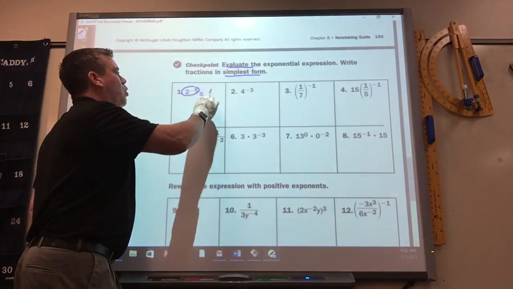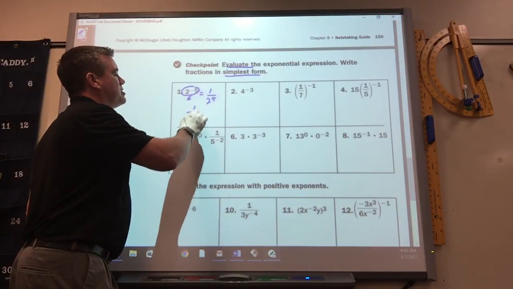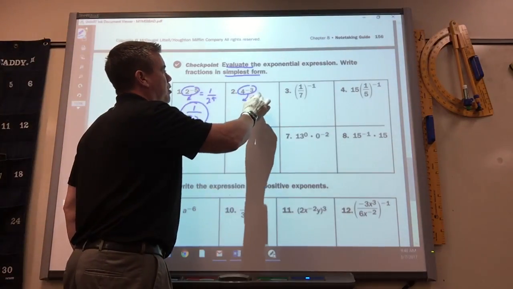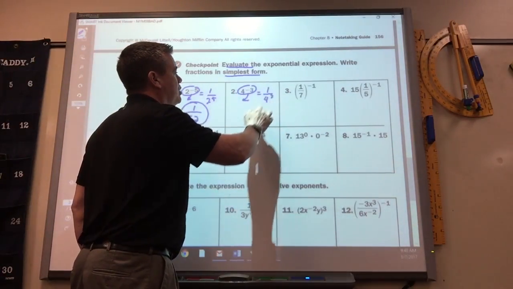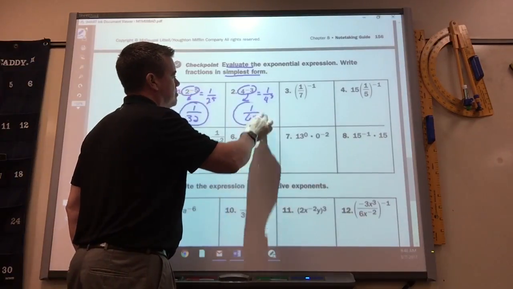This would equal 1 over 2 to the positive 5th, which is 1/32. Another negative exponent, so it's got to go underneath. It'd be 1 over 4 cubed, which is 1/64.